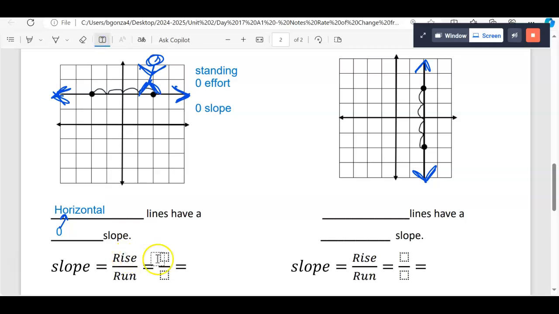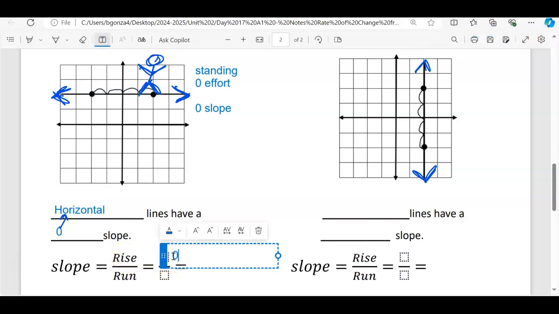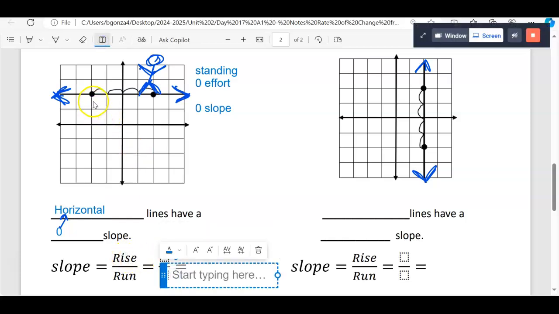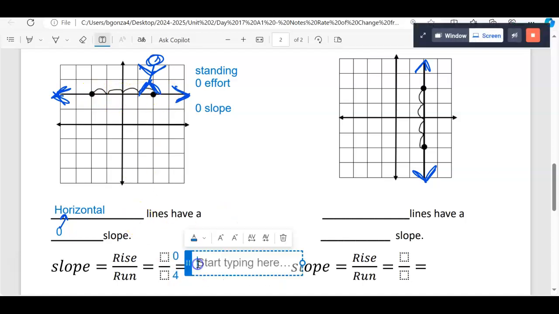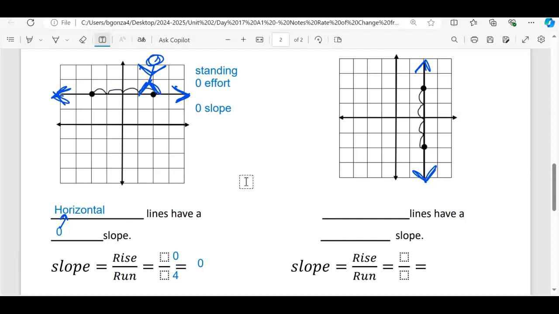The rise on top is 0. The run on bottom, between this point, left to right, is 4. 0 divided by 4 is a 0 slope. Okay? If it's horizontal from left to right, stickman can stand, 0 slope.